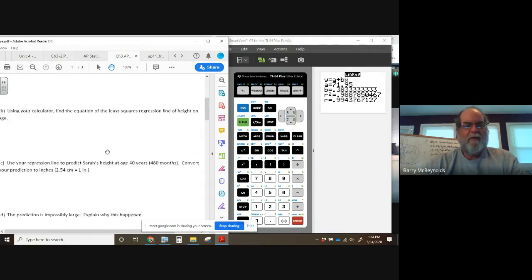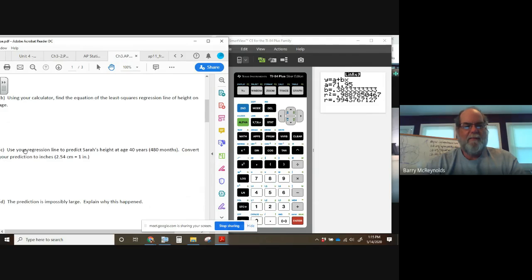And then the last question here: use your regression line to predict Sarah's height at 40 years old, or 480 months. And it also says convert your prediction to inches. I did that because most of us wouldn't really understand what this value was in centimeters, because we're all American.